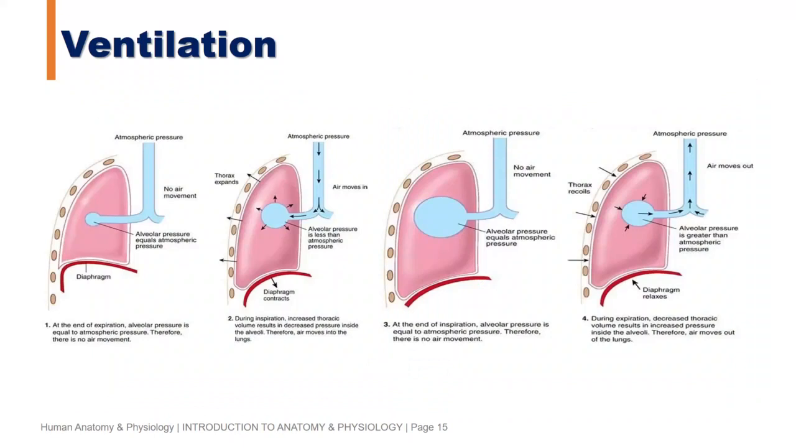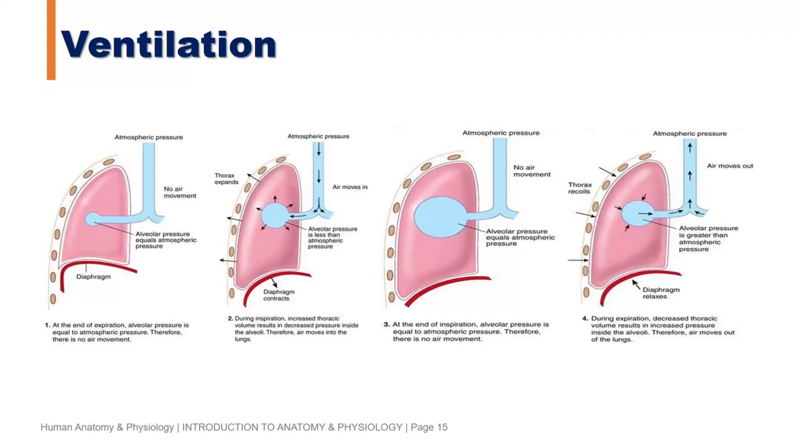So this is a diagram of the ventilation. Number one, at the end of expiration, alveolar pressure is equal to the atmospheric pressure. Therefore, there is no air movement in your lungs. Then during inspiration, the thoracic volume increases, which results in decreased pressure inside your alveoli. Therefore, air moves into your lungs. Okay, you see the arrow going in.